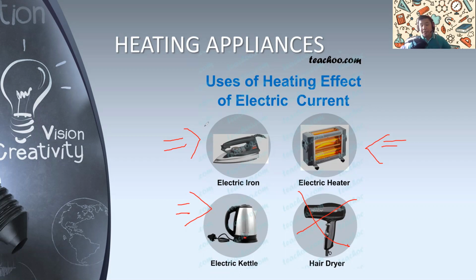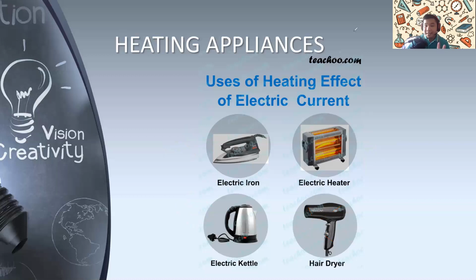We need the electric kettle to heat up water. We need a lot of things that we need to use water for. We need hot water for soup. We need hot water for noodles. We need hot water for coffee. That's just some of the things we need that is helped by heating appliances.